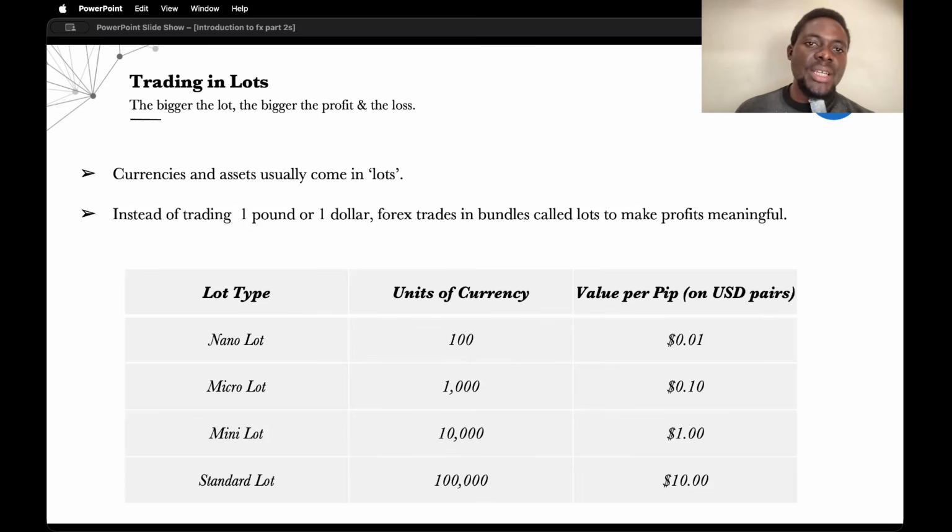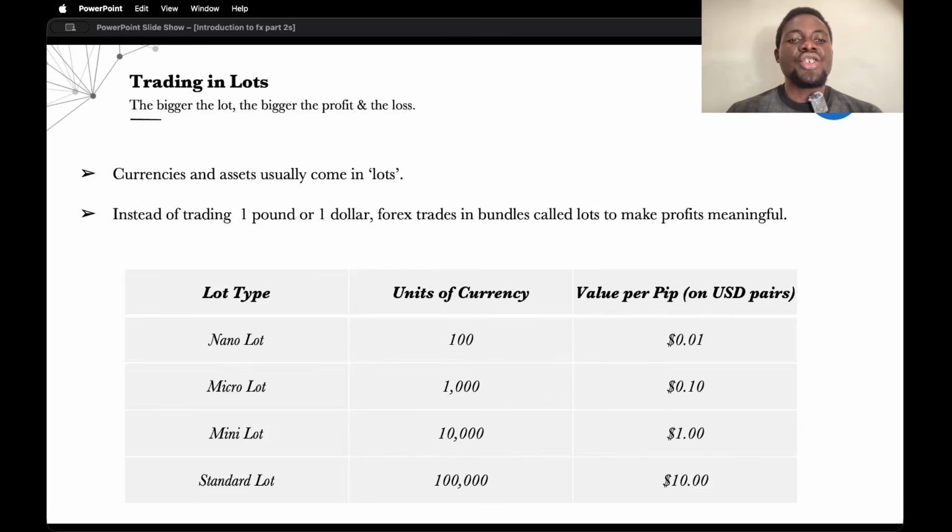Currencies and assets usually come in lots. You understand? What that means is that when you go to a Forex Bureau and you take $1 there, they'll throw you out, because changing a $1 bill is not going to give them commission or any profit. Do you understand? So what they do is bundle it. They set a standard. They start from maybe 50, it could be 100, 150, or 200.